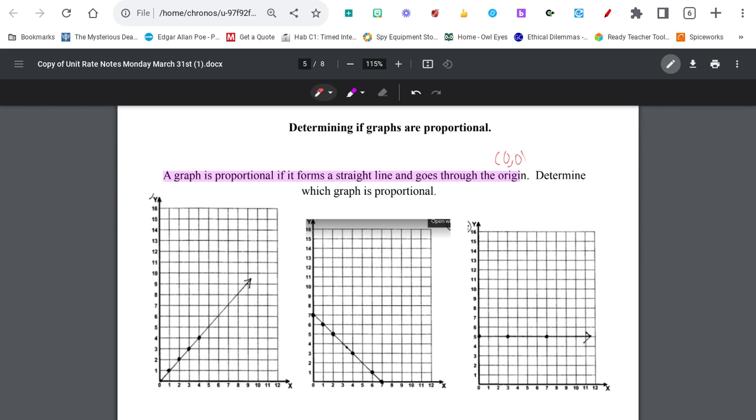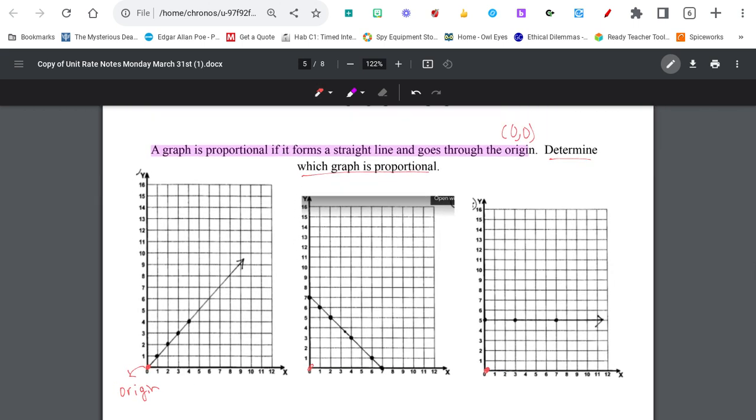It's labeled 0, 0. So I'm going to show you the origin. That's the origin, that's the origin, that's the origin, okay? Right there where the 0 is, your origin. And what you're going to do now is determine which graph is proportional. So you're going to look for straight lines, and you can tell each one of these are straight lines. So we can't decide based off of that.